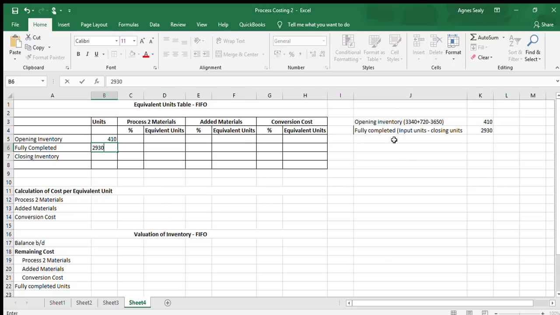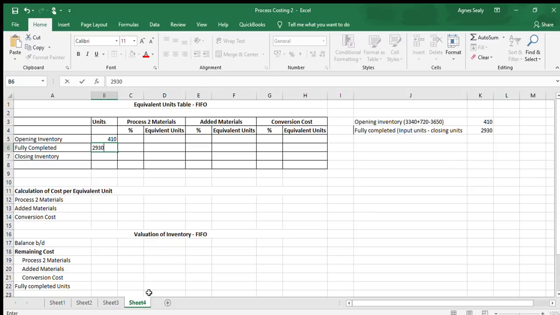Alternatively, we can also take our output units and minus our opening to get our fully completed units. So we can either use our input, which is the 3650 that were transferred, and subtract our closing, or we can use our output units, which is the 3340, minus our opening, to give us our fully completed.